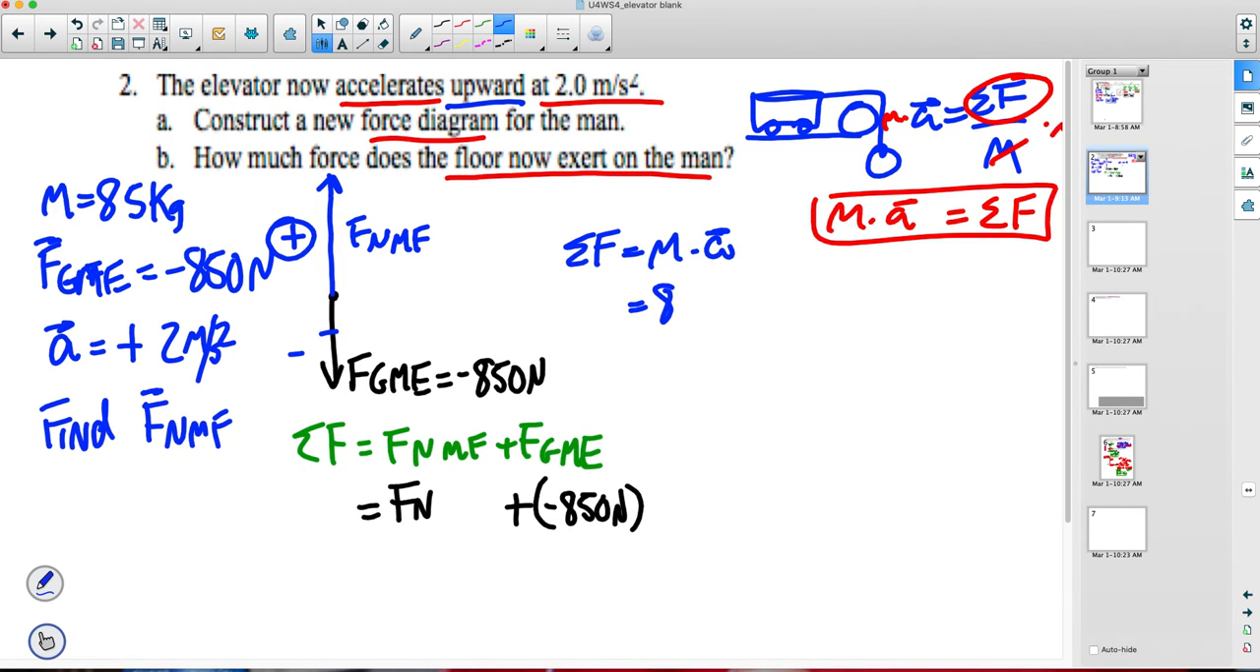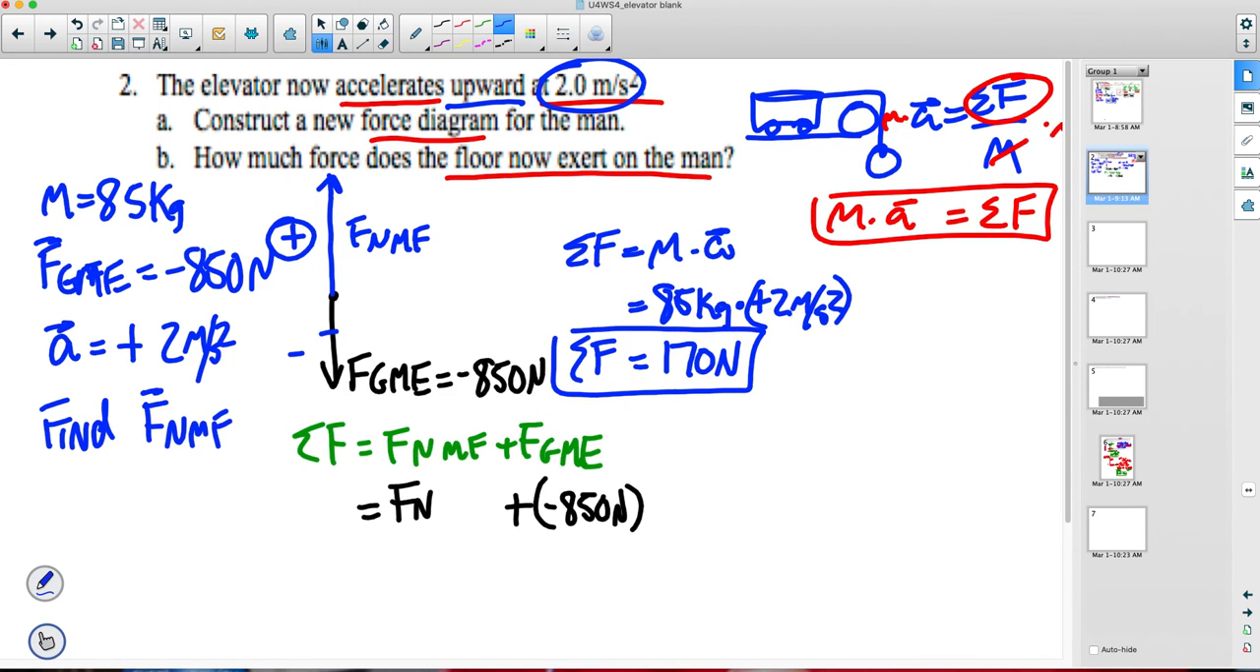The mass of the man was 85 kilograms. The acceleration was 2 meters per second squared, and that's a positive 2 meters per second squared. 2 times 85, that's 170 newtons. Kilograms times meter per second squared. And again, this is multiplying by a positive 2 meters per second squared. So that's our net force. So where can we plug that in? Right here. So the net force is 170 newtons.